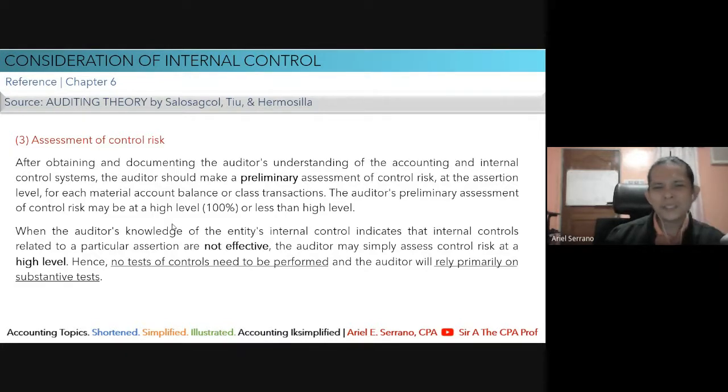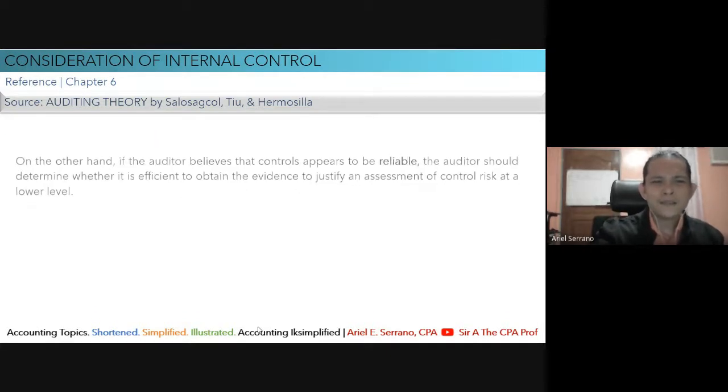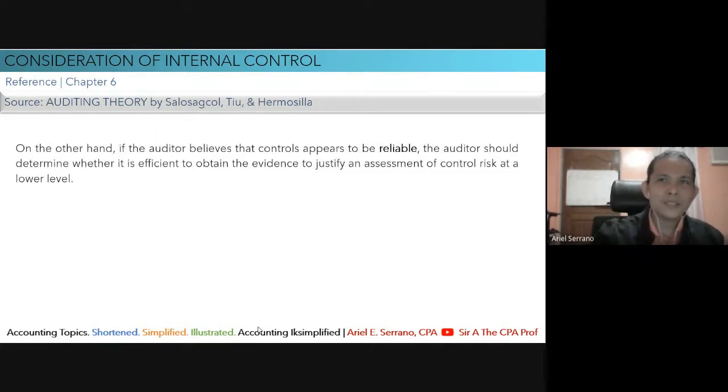Yung step 4, which is the test of controls. Because according here, kung hindi effective yung internal control, we can simply assess the control risk to be high at hindi na po tayo magte-test ng controls. Okay? So, no test of controls need to be performed. And the auditor will rely solely or primarily sa substantive testings. Okay, so yun po. Therefore, sa step 4, yung TOC, depende doon sa assessment natin ng control risk.